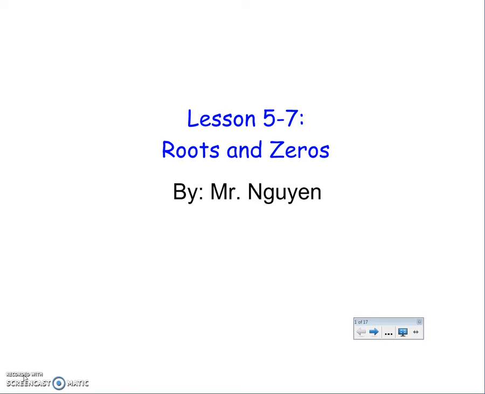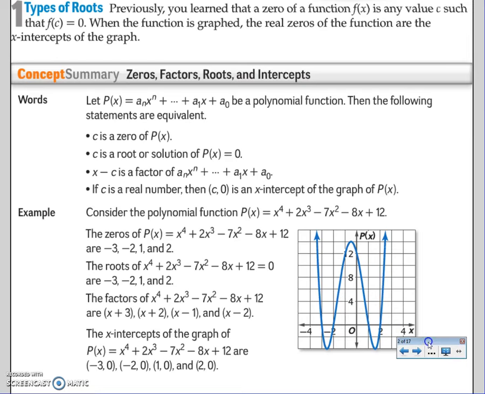It's going to be roots and zeros. So first, let's just go over what you already know. Remember, a zero of a function f(x) is where f of that number gives you y of 0. That's why it's called a 0. And then when it's graphed, the real zeros are also the x-intercepts.